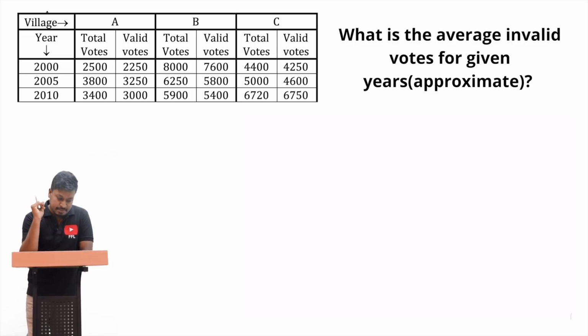So that is based on a table chart. So look at the chart carefully, study the following table and answer the question. So villages A, B, C have been given, and also total votes and valid votes.